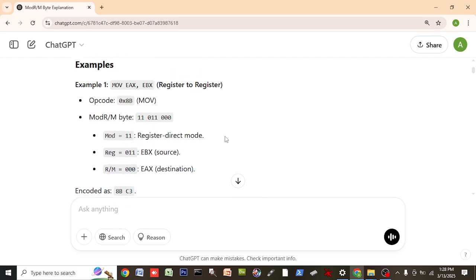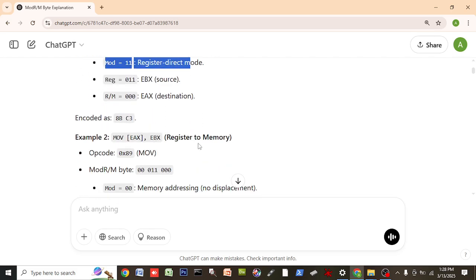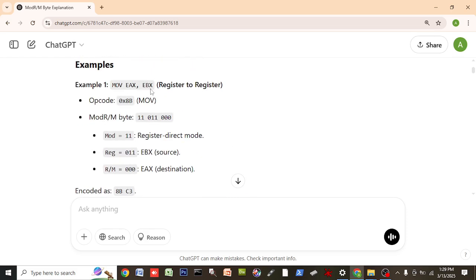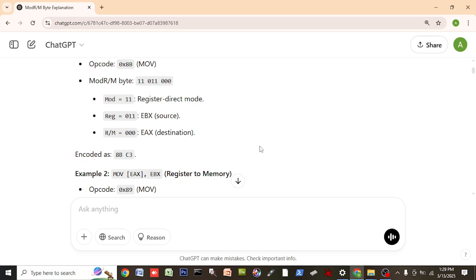So if you type in your computer MOV EAX, EBX, it will run 8B 11 011 000. That's how it works. So if we type this one, 8BC3, that is equivalent of MOV EAX, EBX. 8BC3. Let's try to see if it is true or not.